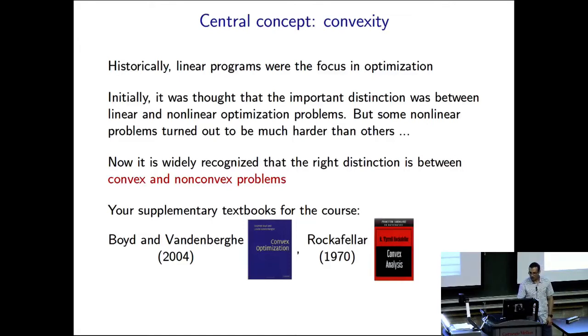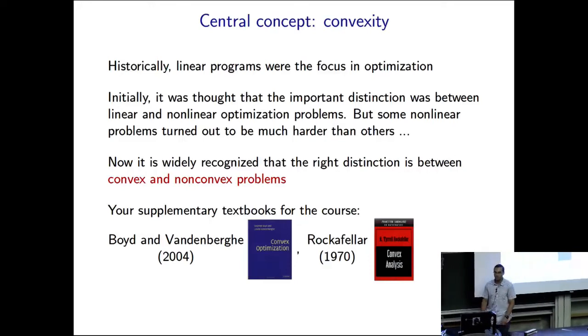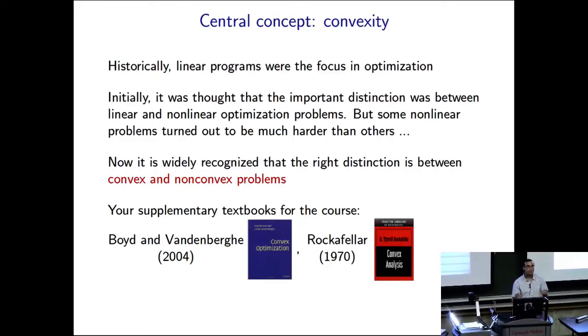And now it's widely recognized that the right distinction is actually not between linear and nonlinear, it's between convex and non-convex. If we had to be dichotomous and just think about two different classes of problems, one being tractable, the other being generally very intimidating and intractable, the right distinction is between convex and non-convex. And we can thank R.T. Rockafellar for a lot of that. He was a centerpiece of this convex optimization, convex analysis movement.